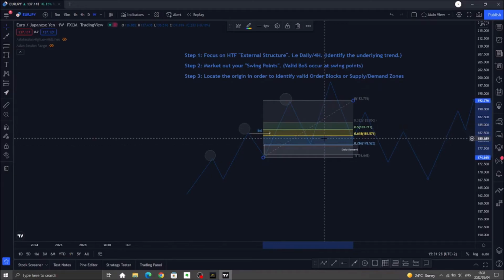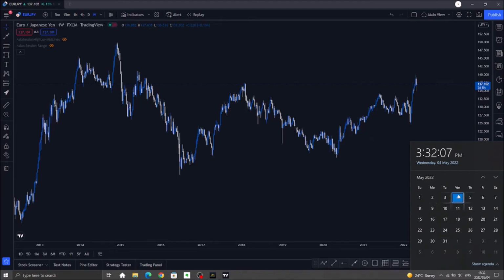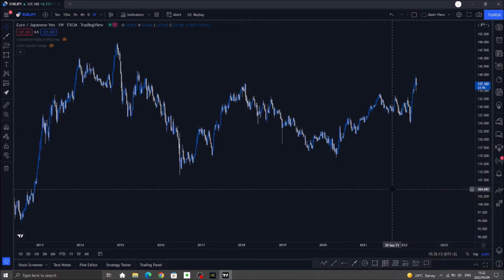All right. So now that that's done, to end off the video, what I want to do is perform a quick little market forecast here on Euro JPY, using some of those rules, using some of those steps to show you guys just how simple it is to identify a valid break of structure. So just for reference, I am recording this particular video on the 4th of May 2022. The time has just gone 3:30 in the afternoon here, local time.